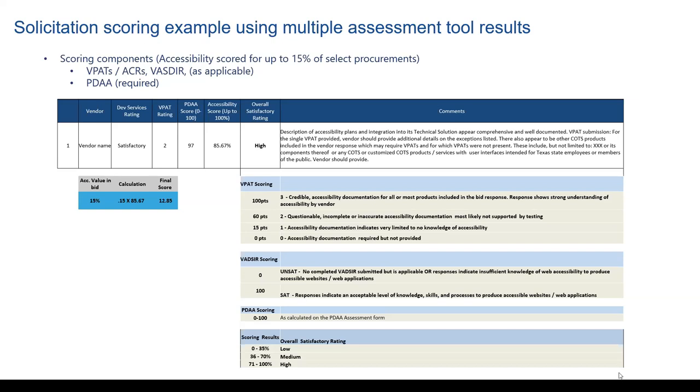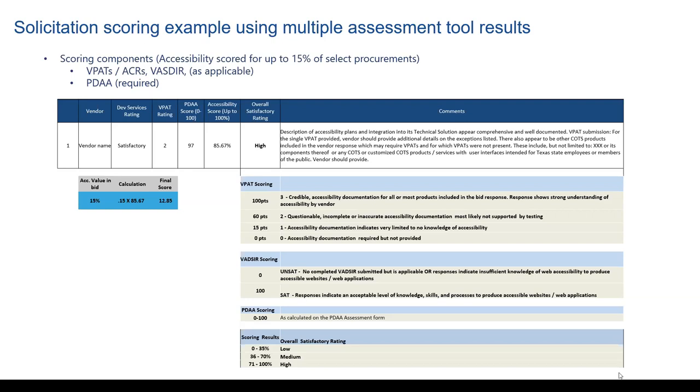So let's look at how this particular vendor scored. On the dev services, they scored satisfactory. So they did know what they were talking about there. On the VPATs, they were a little bit weaker on that. So they got a 2 assignment there, but their PDA score was high, assuming that was credible. And so when you add the number values together on those and then divide it by 3, you come up with 85.67% out of a possible 100. So the overall satisfactory is high.